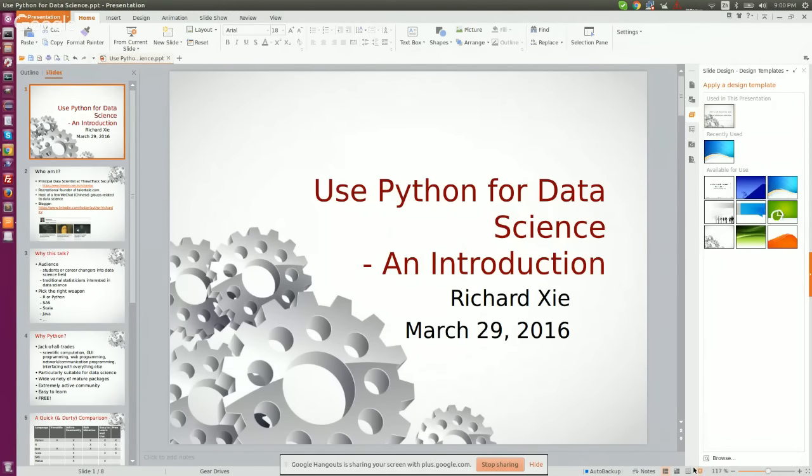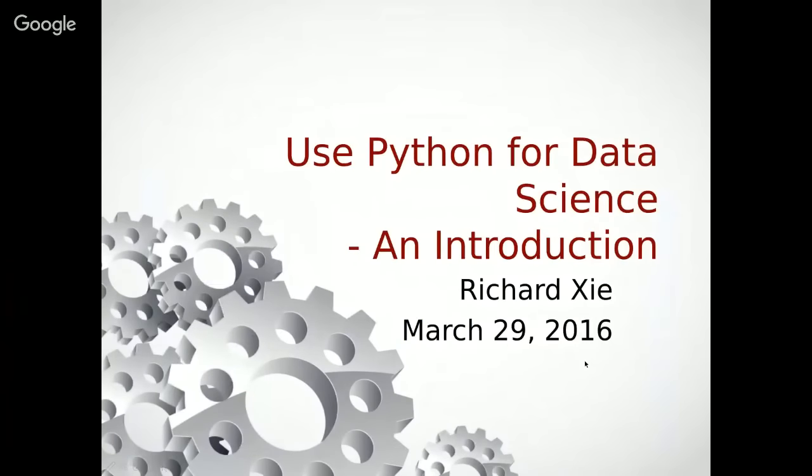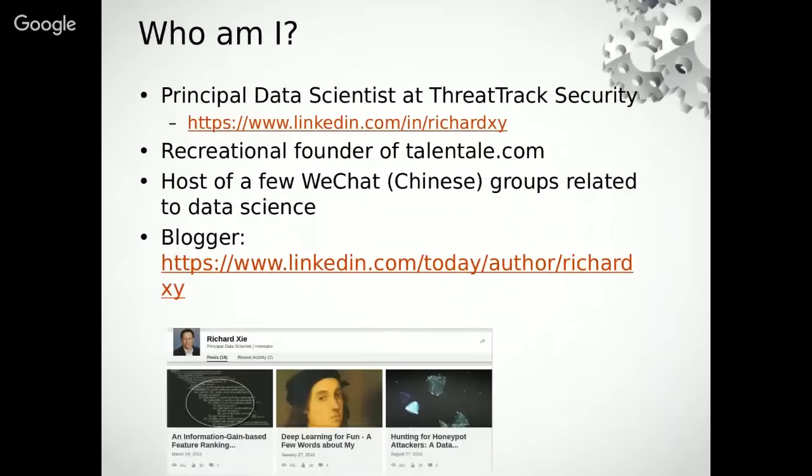So the topic of today's talk would be using Python for data science, and I just gave a very basic introduction. So first of all, I introduce myself. Let me just put this on full screen. So my name is Richard, last name Xie. Currently, I'm a principal data scientist at ThreatTrack Security, and you can find my LinkedIn profile at the link here.